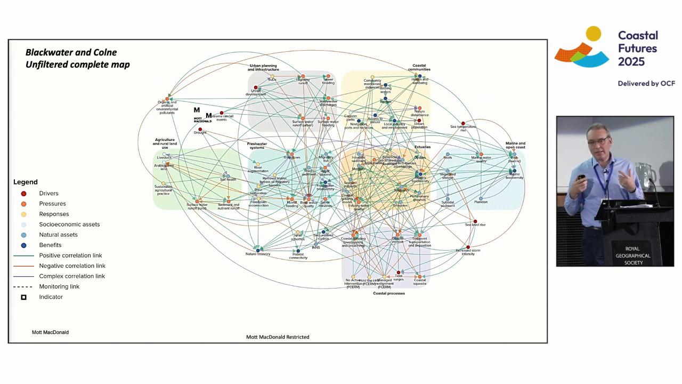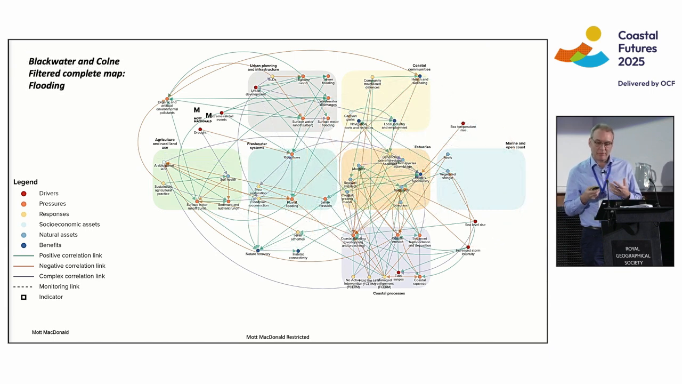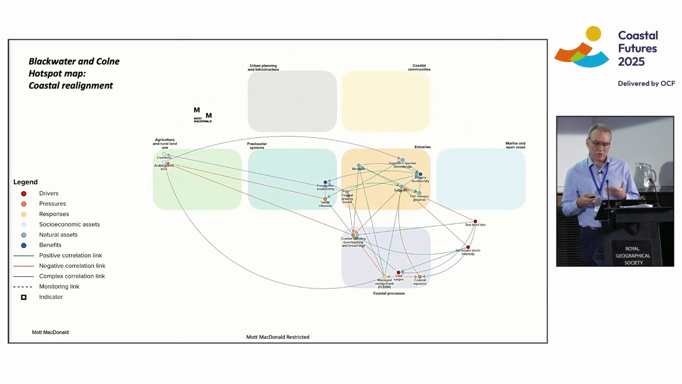What I find is nearly everyone enjoys making a participatory system map because their voice gets heard. Very, very few people I've come across have ever read one of these things. So what really matters is what you do with it next, and we can filter this with respect to flooding, but still, we've got to go further, and we've got to draw out the hotspots. For example, this hotspot on the coastal realignment.